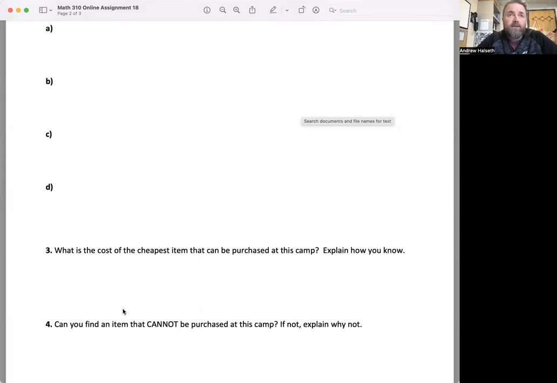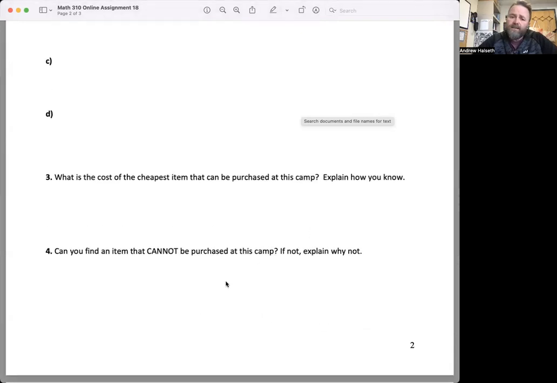Can you buy something that costs one? If you can, that is the cheapest item. If not, how about two? How about three? How about four? So here, write down the cheapest item that can be purchased. Explain how you could, just put the exchange equation and show that you can do it, and then show that you cannot do anything lower than that.